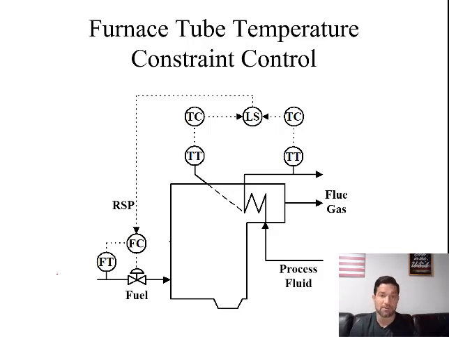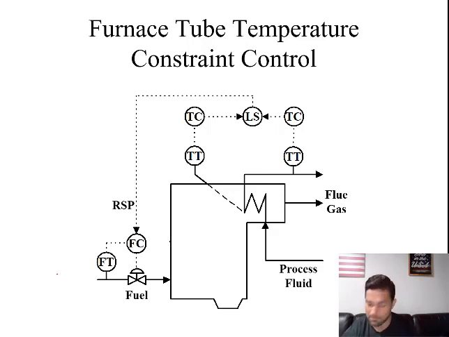Okay, so here's an example of a level select control on a furnace tube temperature constraint. I'm going to do this example by first describing how the system is implemented and how it operates. And then we'll look at the same exact example and discuss how to incorporate the loop. So we'll start with how the operation occurs.